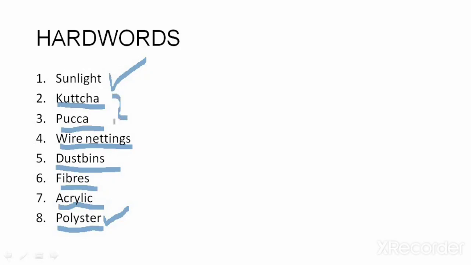Kacha and pakka are the two types of houses. Wire nettings is the netting that we put in our windows for avoiding mosquitoes and flies inside our house. Dustbin is a thing in which we put all the waste. Fiber is the thin thread-like material. Sunlight is the light that we get from the sun.